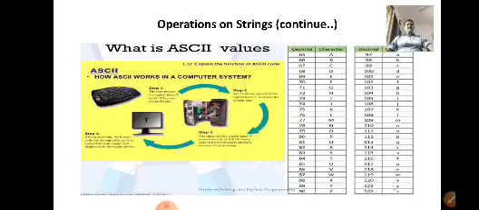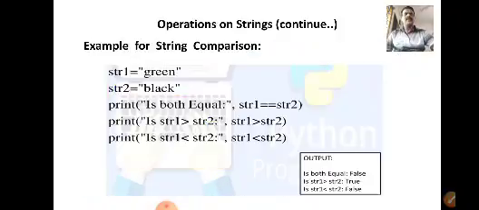On the left side you can observe an image showing how ASCII values work in the computer system. Whenever you enter the capital letter T, it passes to the computer in the form of a signal. After that, the computer searches for its equivalent ASCII value. Finally, that character is displayed on the screen. So that is the concept of how ASCII works in a computer system.